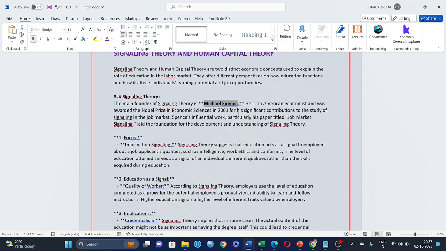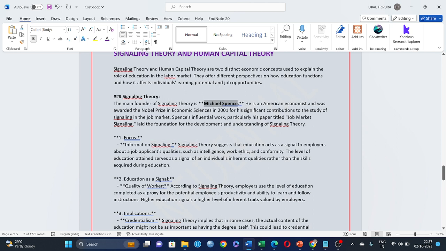This is related to economics, but it works in the education sector. As we say, this theory explains the role of education in the labor market, how education influences or impacts the labor market. So here we can see this was job market signaling, by Michael Spence, American. The main focus here is information signaling.